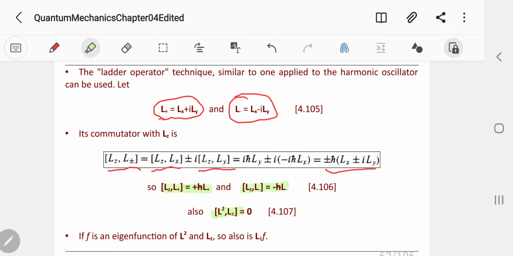So if f is an eigenfunction of L square and Lz, so is L plus or minus f, because of this one. So let's continue. So far, everything is not that complicated.